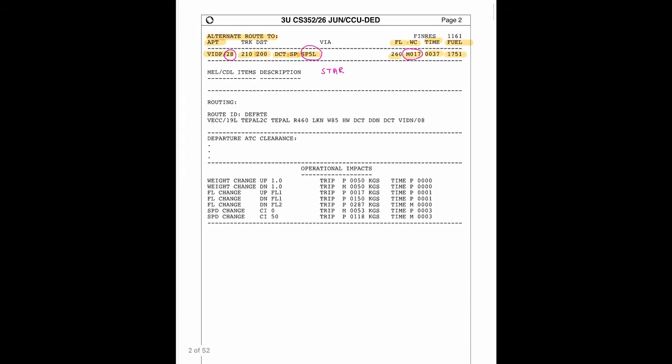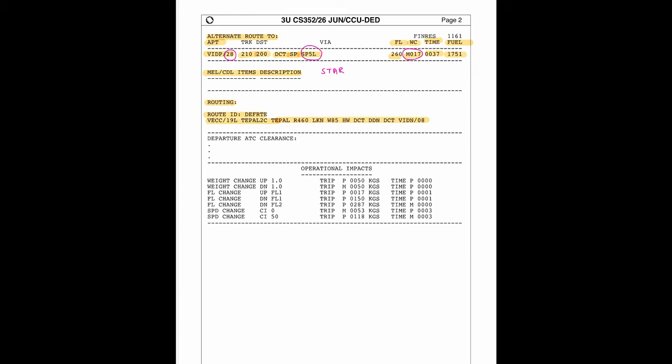This is MEL CDL items. MEL means minimum equipment list. If there is any minimum equipment list item, the service or maintenance man will give it to you. The route is like VCC, Teppal to Charlie, Teppal, Romeo 460 up to Lucknow, then Whiskey 85 to Hotel Whiskey, then DCD, DDN, DCT, and then VIDN.